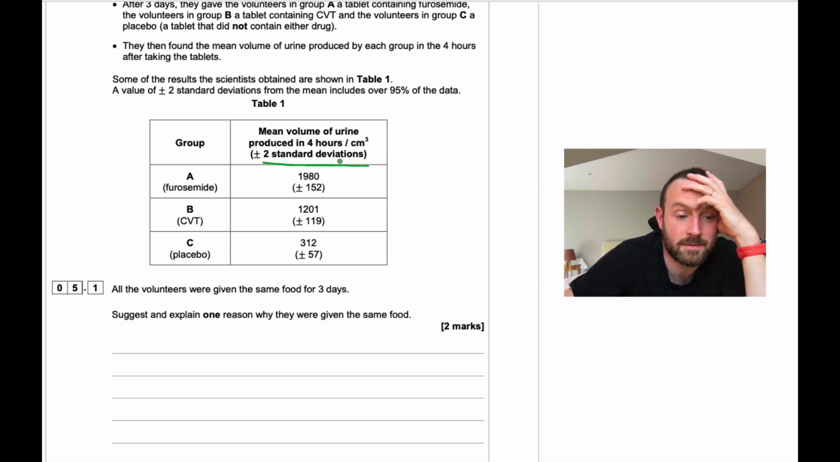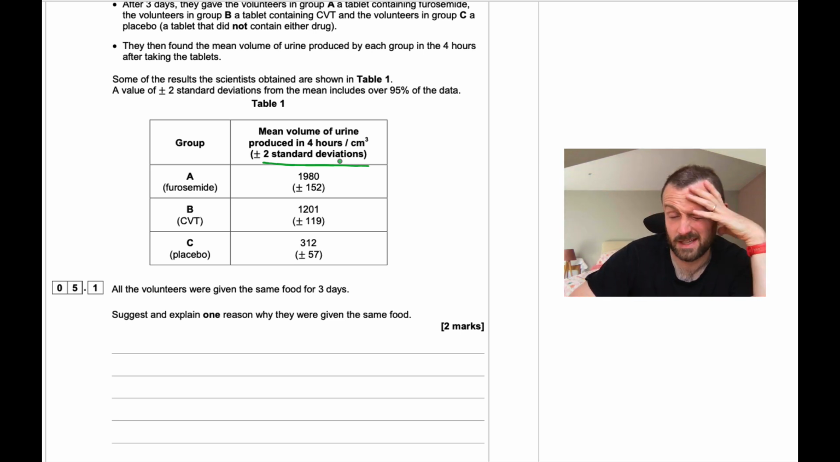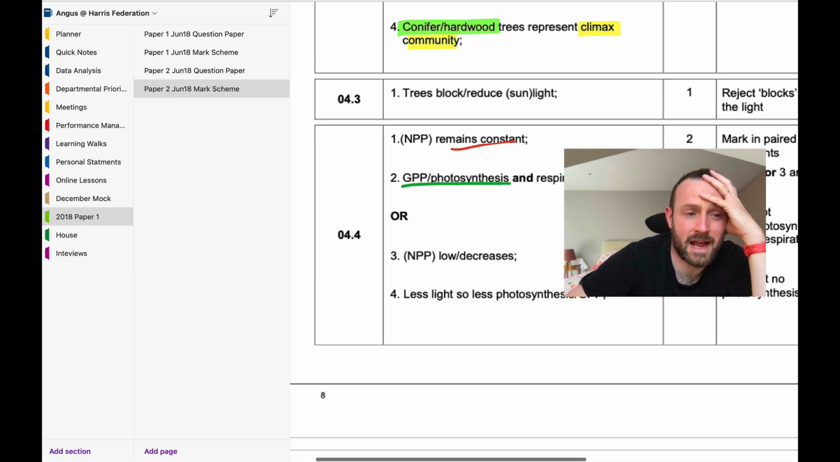All right, so why were they given the same food? They were given the same food so that they took in the same amount of mineral ions and salts, I suppose, because this would potentially affect the water potential of their blood plasma, and it might affect their kidney function. That's what I'm guessing. It doesn't actually say they were given the same drink, but I presume they were given the same drink and food.